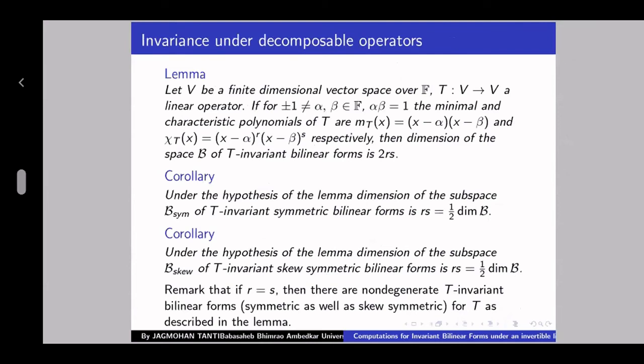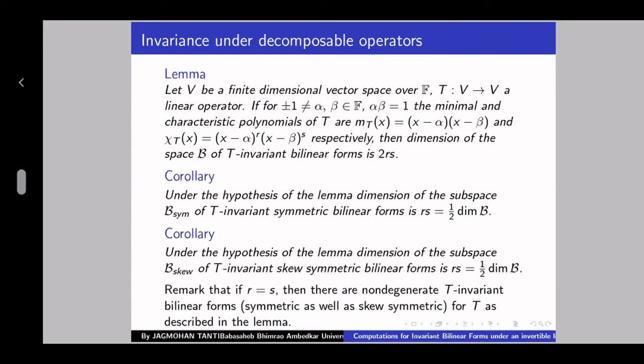So again, continuing this under decomposable operators. Here alpha and beta are different from plus minus 1, and alpha into beta is 1. The minimal and characteristic polynomials of T are like this: the minimal polynomial is x minus alpha into x minus beta, and the characteristic polynomial is this. Then the dimension of the space of T invariant bilinear forms is 2 times RS.